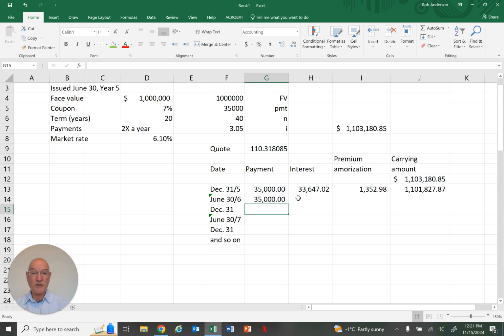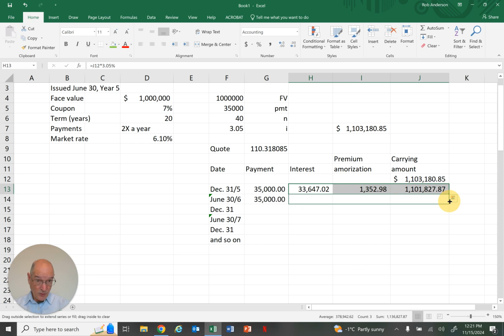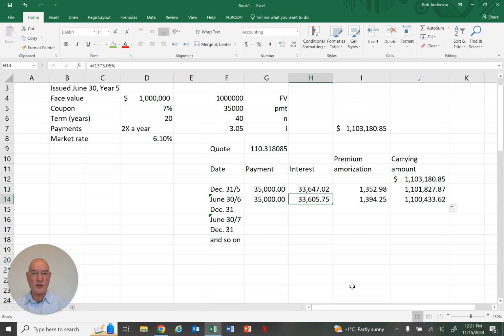So there's my $35,000 payment. To do this on Excel, I need to stabilize that payment, and then I'm going to drag this down one more. So this 33,605 is simply 1,101,827 times 3.05%, and there's our number.